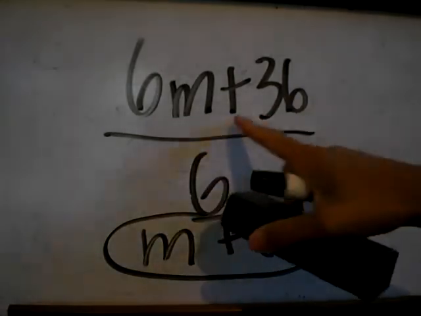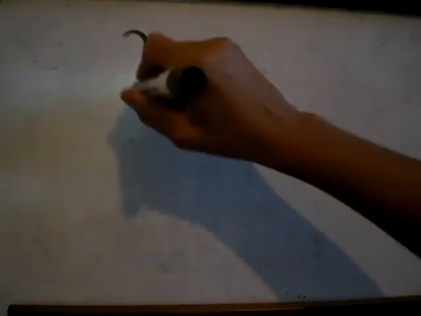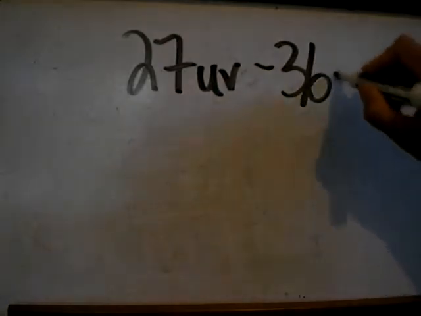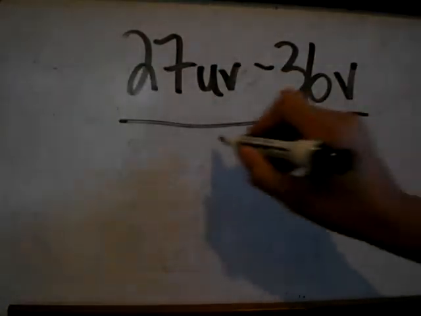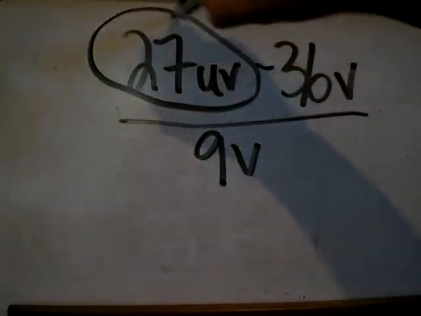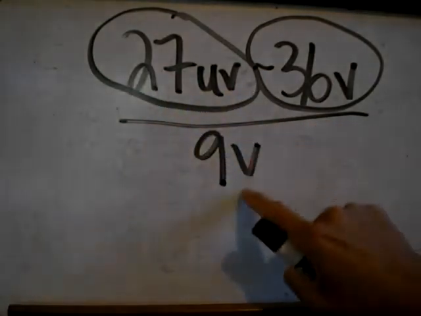Now we have a plus sign here, but I'm going to give you a problem where it could be a minus sign. Like in your book, we have 27uv minus 36v divided by 9v. If it helps you to separate the terms by circling them, then go ahead and do that. So 27uv divided by 9v.